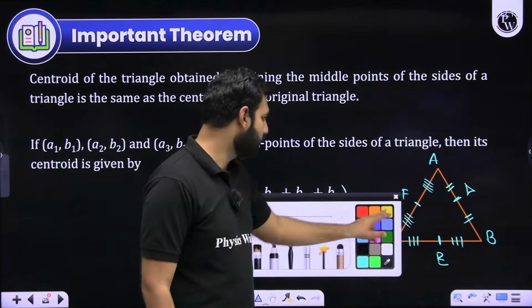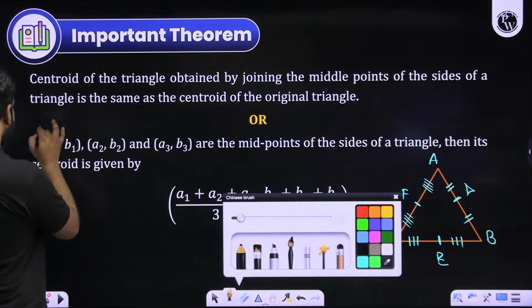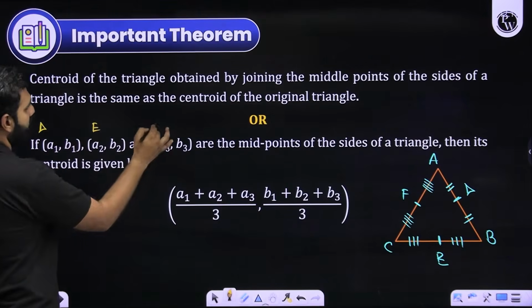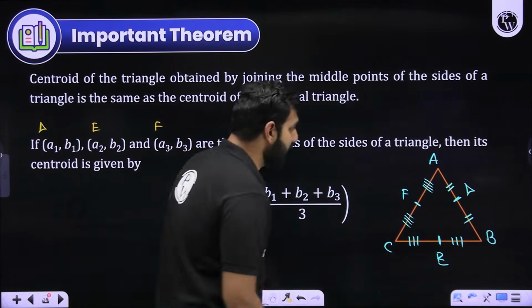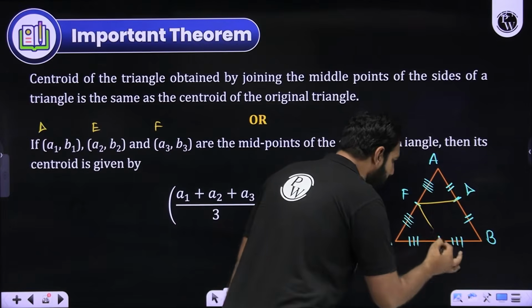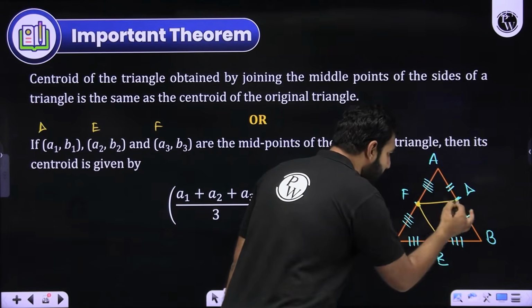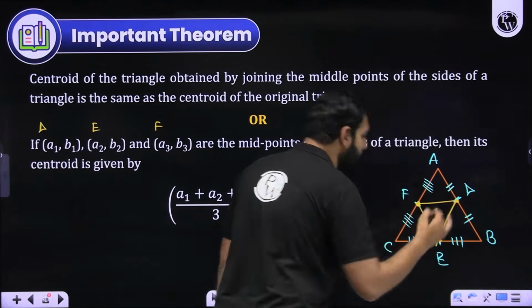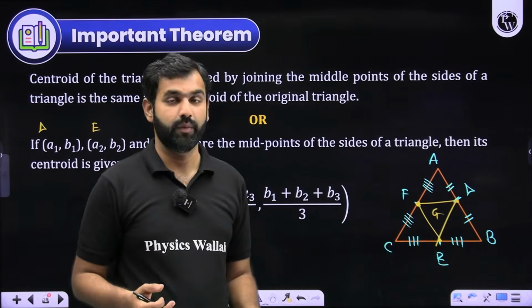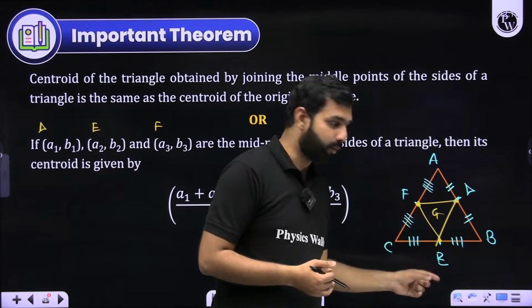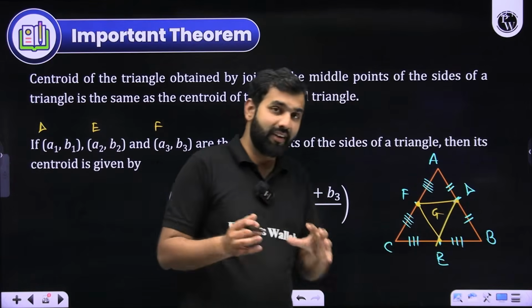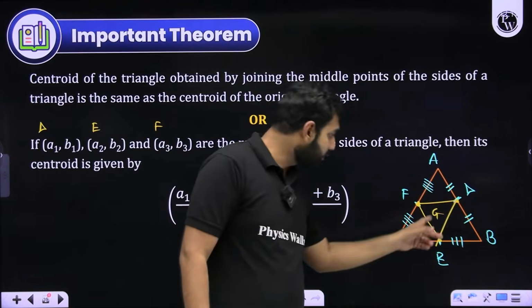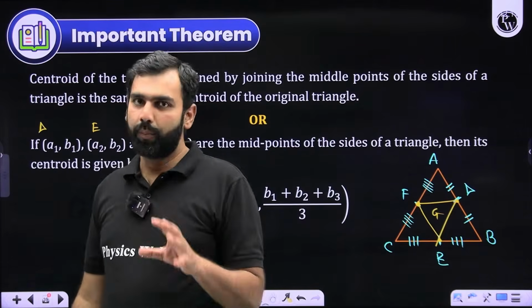And let's say these coordinates D, E, F are given by A1, B1, A2, B2, and A3, B3. Even for the triangle which you create by joining these midpoints D, E, and F, it will also have the same centroid which this bigger triangle has. Not just that, even if I join their midpoints DF, EF, and DE, that triangle will also have the same centroid. I hope you're understanding this phenomenon.